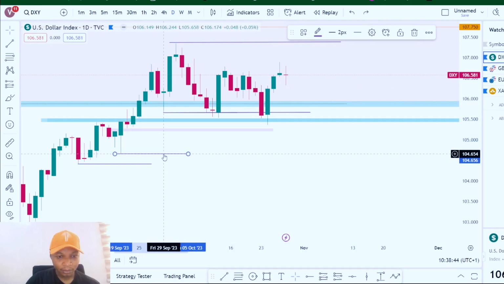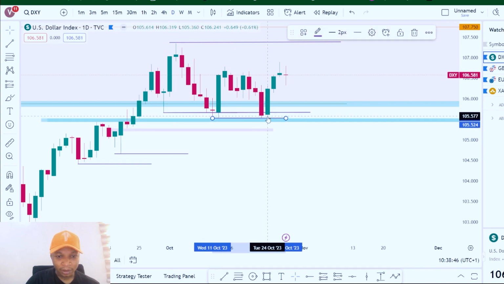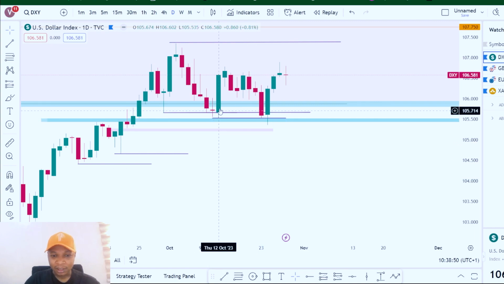Okay, there's a new low right here. The dollar is refusing to close below the previous low, so that's telling us that all these moves to the downside are liquidity hunts. They're just liquidity hunts, until we see a good close.